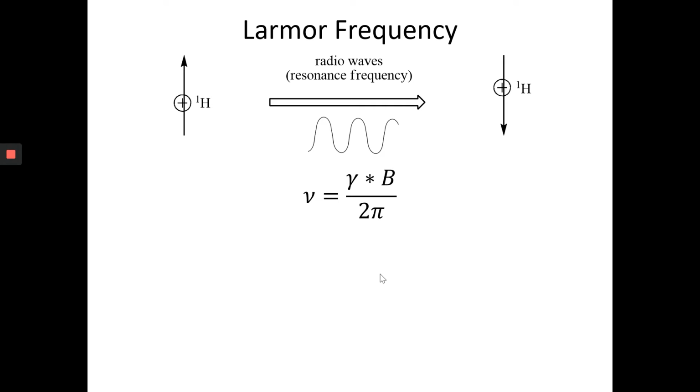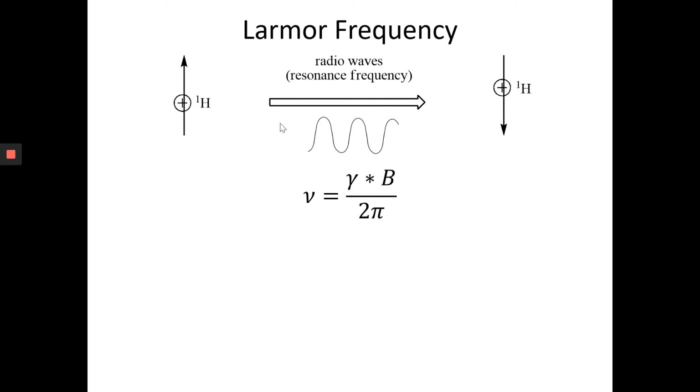So if you'll recall, last time we talked about the hydrogen nucleus and how if you put it in a magnetic field, your hydrogen nucleus will line up either with the field or against it. And in addition, if you blast it with exactly the right frequency of light that happens in the radio wave part of the spectrum, you can get this hydrogen nucleus to flip from up to down or down to up.